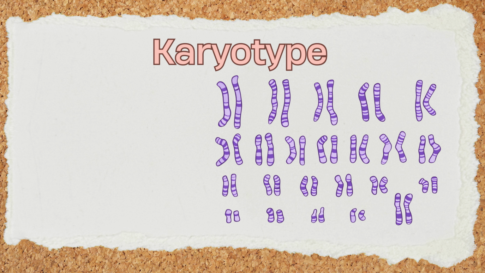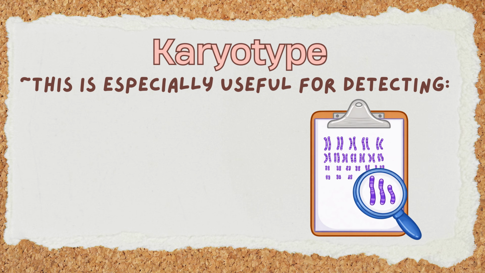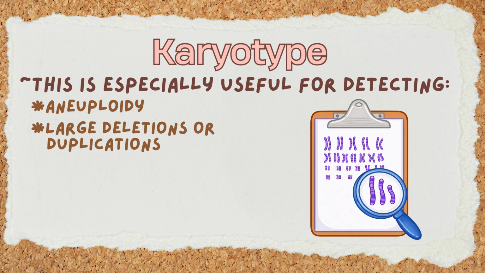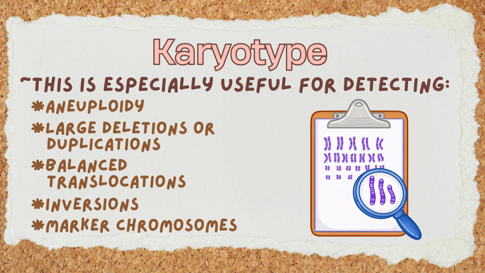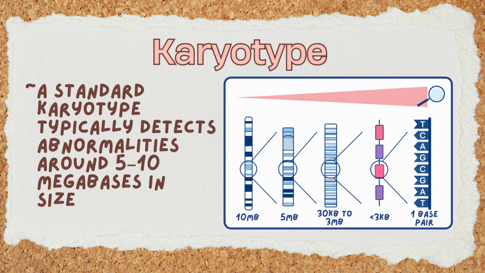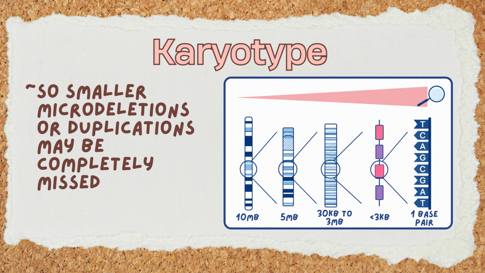Let's start with conventional cytogenetics, the classic karyotype. A karyotype allows us to visualize the overall chromosome structure and number under a microscope. This is especially useful for detecting aneuploidy, large deletions or duplications, balanced translocations, inversions, and marker chromosomes. But resolution is limited. A standard karyotype typically detects abnormalities around 5 to 10 megabases in size. So smaller microdeletions or duplications may be completely missed.